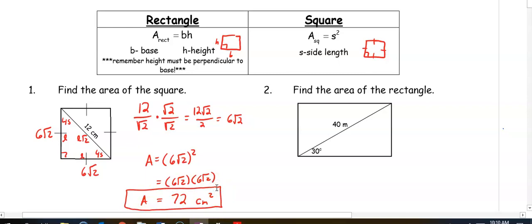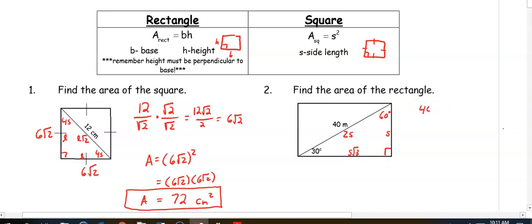Number two, find the area of the rectangle. In a rectangle, we know we have right angles at our corners. We already know that one of the angles formed by the diagonal is 30, which means the other angle has to be 60. So this is creating a special right triangle. Across from the 30 is the S, across from the 60 is the S root 3, and across from the 90 is our 2S. So we can use that to find the base length and the height.